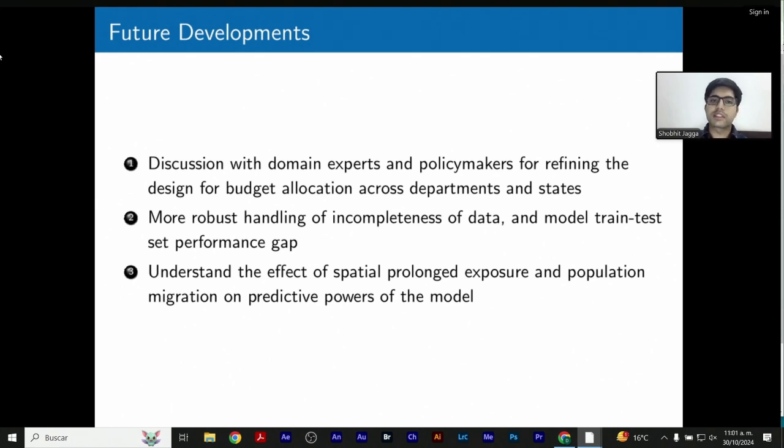Currently, the risk is modeled according to the risk sources in a particular municipality. The effect of those sources on neighboring municipalities, and also the effect of population migration from one place to another, remains to be studied.